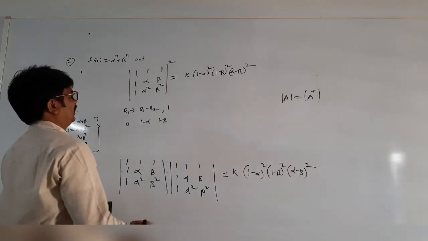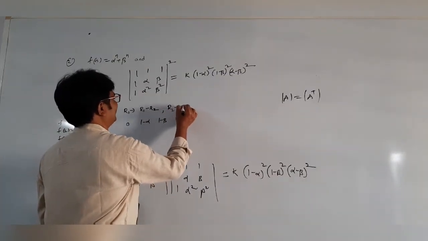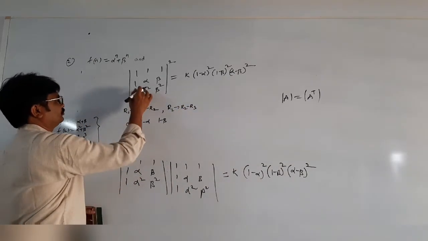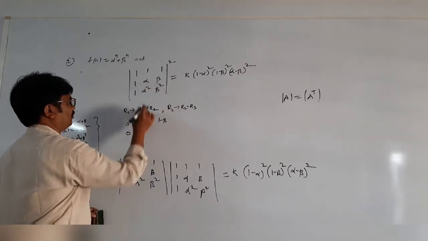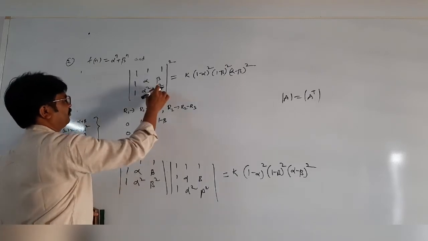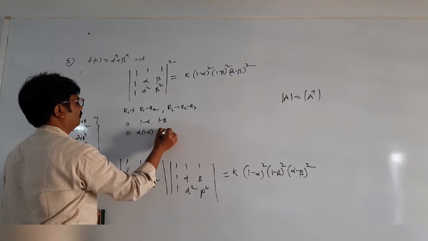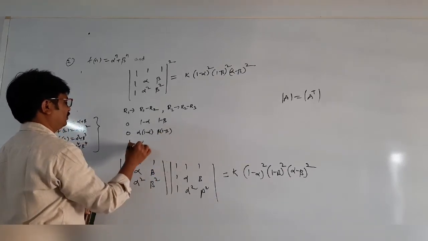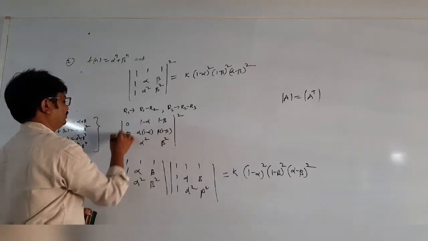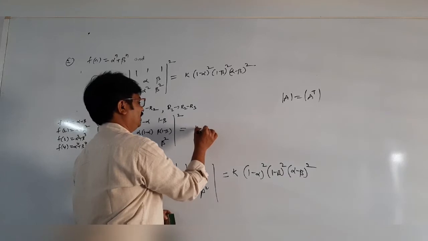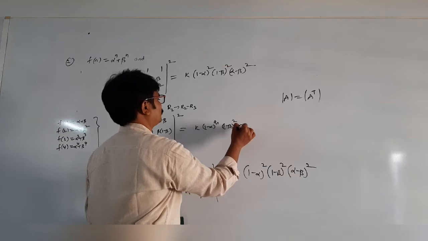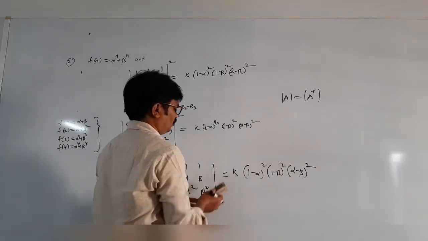Cancel, you can cancel. After that, R2 is replaced by R2 minus R3. That is 1 minus 1, 0. Alpha is the common. Alpha minus alpha square, that is 1 minus alpha. Beta minus beta square, 1 minus beta. Now this is 1 alpha square, beta square, whole square is there. Now this is k into 1 minus alpha whole square, 1 minus beta whole square, alpha minus beta whole square.